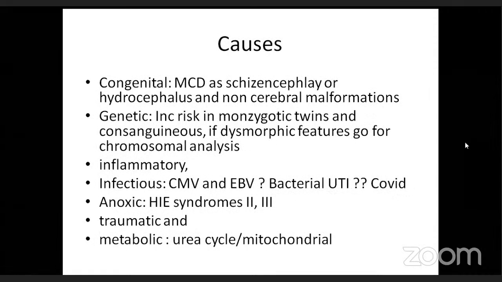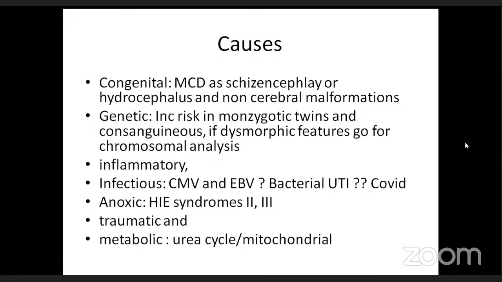So, what are the causes of cerebral palsy? Most common actually are prenatal causes. I'll elaborate a little in the next slide. However, you have congenital causes like malformation of cortical development, such as hydranencephaly or hydrocephalus or other non-cerebral malformation, which can also contribute to this. Genetic: newborns who are monozygotic twins are at a higher risk. And if there is a history of consanguinity, it is more common. And if there are some dysmorphic features, you have to go for chromosome analysis, as some genetic cause may be there. Inflammatory causes can be there.